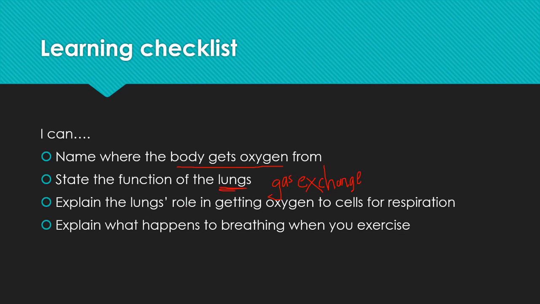The oxygen gets to our cells via our blood. The lungs' job is to get the oxygen into our body as fast as possible. So if we need to increase the amount of oxygen we get, then we need to increase our breathing rate. The lungs are all about breathing and gas exchange. So when you exercise, you're moving faster, you have more energy needs, the respiration rate increases, more oxygen is needed, so the breathing rate will increase.